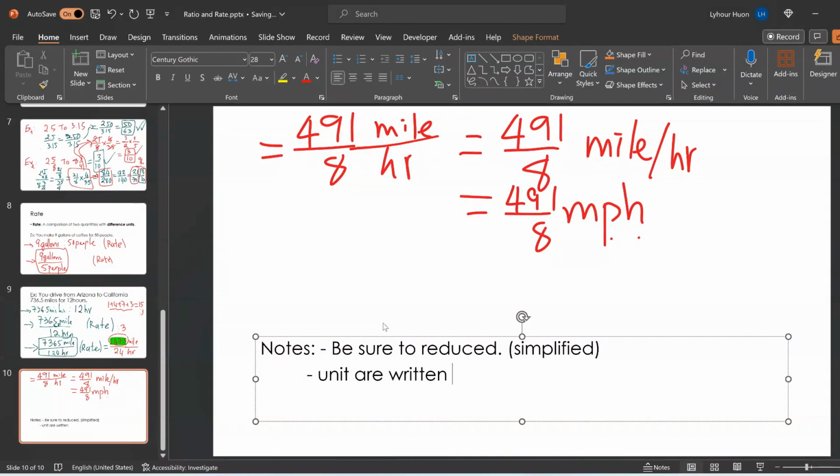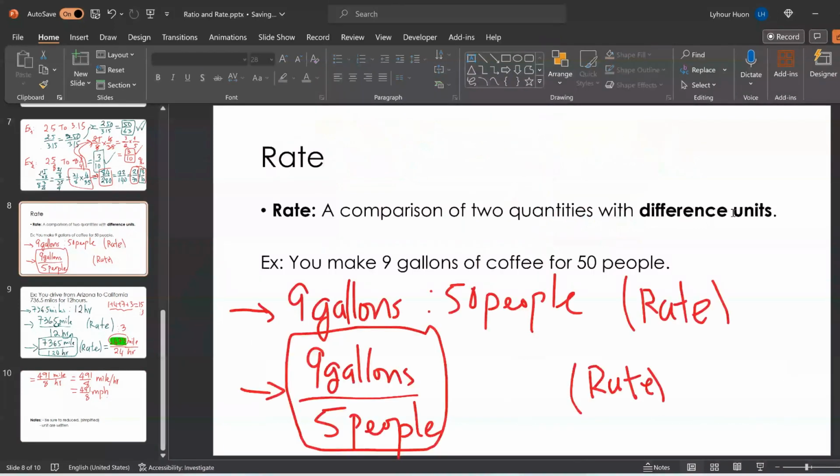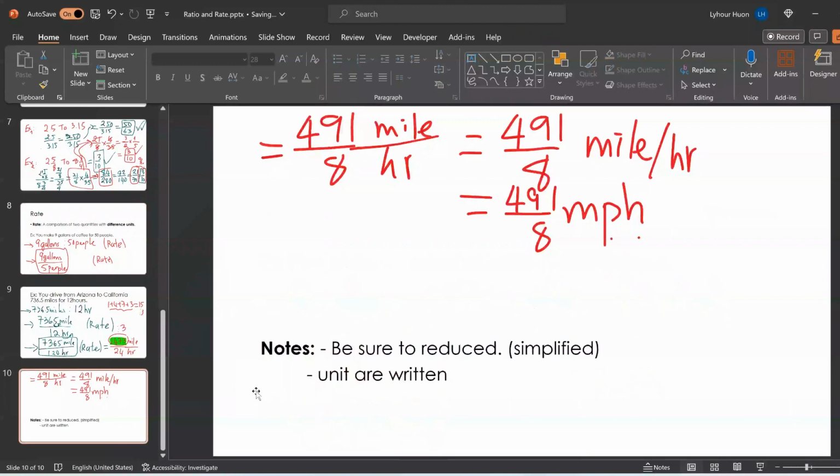How about ratio? What did we note about the ratio? The difference is that a ratio has the same units, so you don't need to write down the units. Correct. Okay, now this is rate.